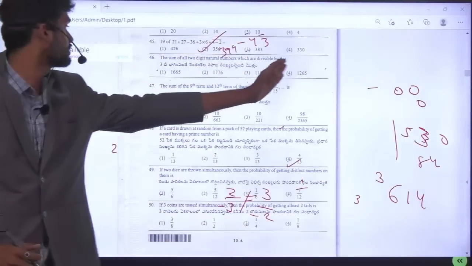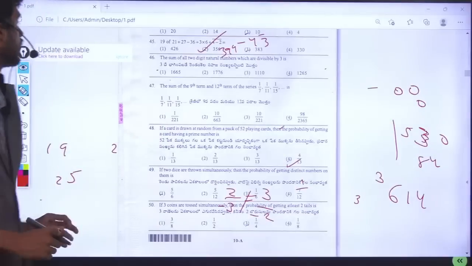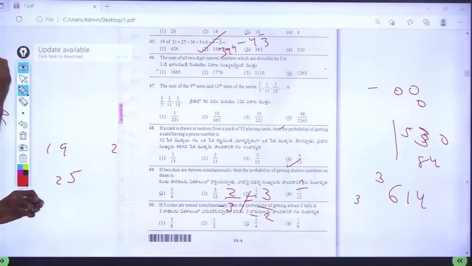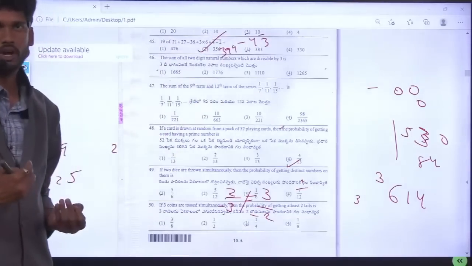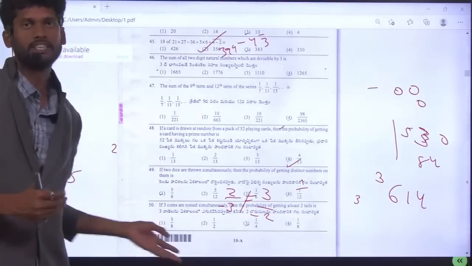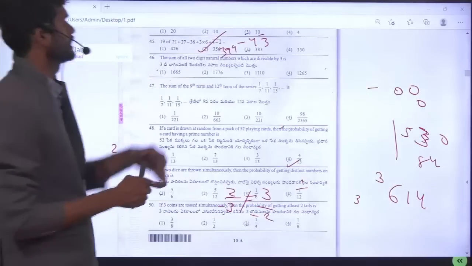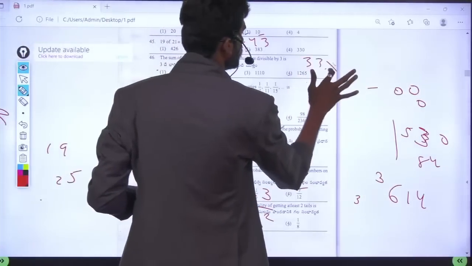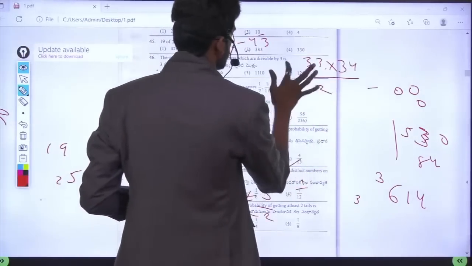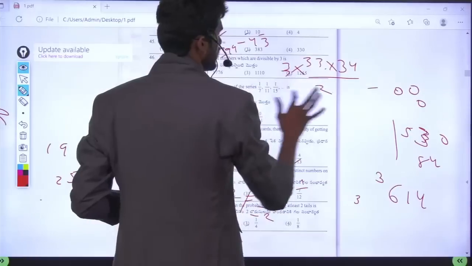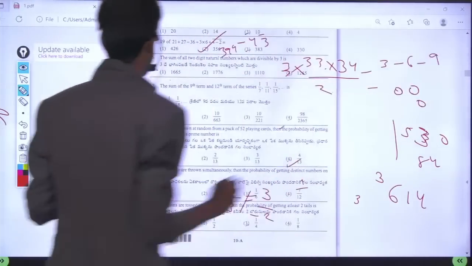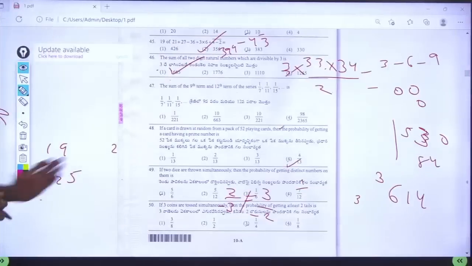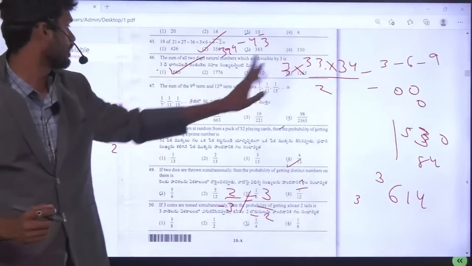ద సమ్ ఆఫ్ ఆల్ టూ డిజిట్ నేచురల్ నెంబర్స్ డివిజిబుల్ బై 3 అన్నారు. మొత్తం ఎన్ని ఉంటాయండి 33 నెంబర్స్ ఉంటాయి, 99 వరకు. కానీ ఫస్ట్ 3 నెంబర్స్ తీసేయాలి కాబట్టి 30 నెంబర్స్ ఉంటాయి. టోటల్ చేస్తే 33 into 34 by 2, 3 తో డివిజిబుల్ కాబట్టి 3 తో మల్టిప్లై చేయాలి. 3, 6, 9 తీసేయాలి. ద సమ్ ఆఫ్ 9th and 12th టర్మ్స్ ఆఫ్ ద సిరీస్ అడిగారు, ఇక్కడ 4 గ్యాప్ వస్తుంది కదండి.